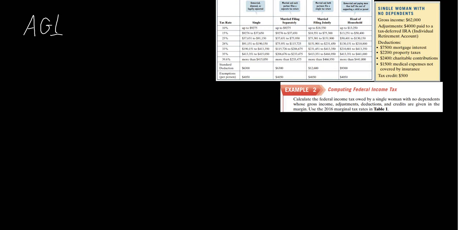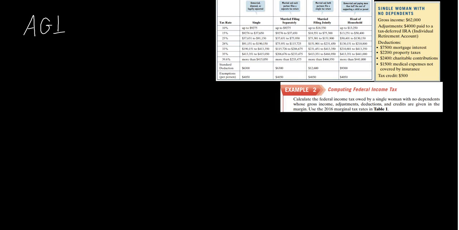Okay. So the adjusted gross income: she makes $62,000. As a matter of fact, AGI is the acronym used by the IRS, so the adjusted gross income. We can do this pretty quickly in our heads here, right? She makes 62. Her adjustment is 4,000, so it's $58,000. $58,000 is her adjusted gross income.